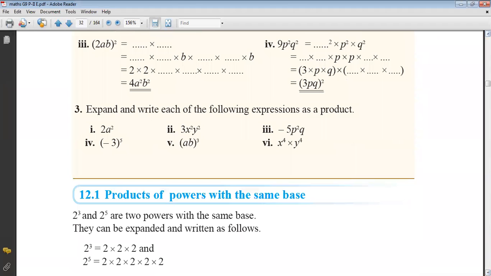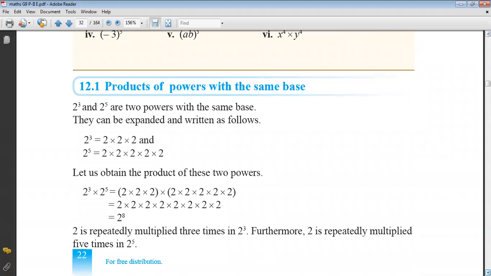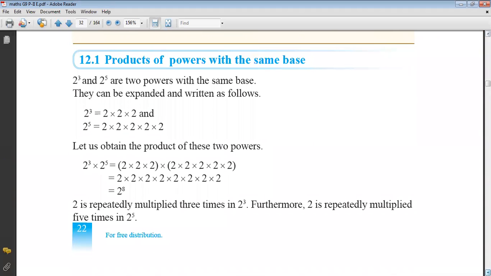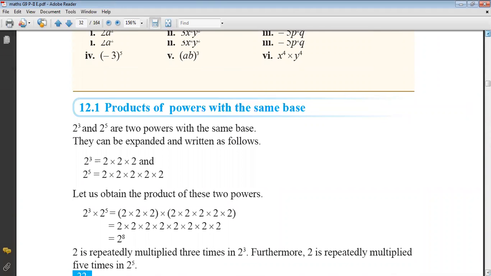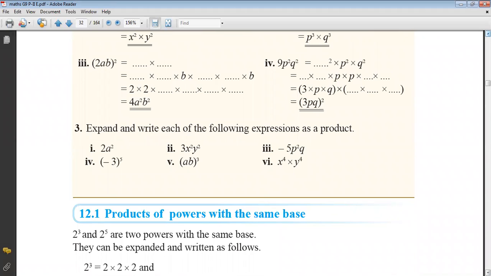Product of power with the same base. Now expand and write. We do that also. Expand and write. Write each of the following expressions as a product. So you can write this in an expanded form too.